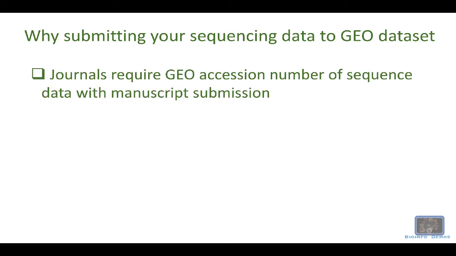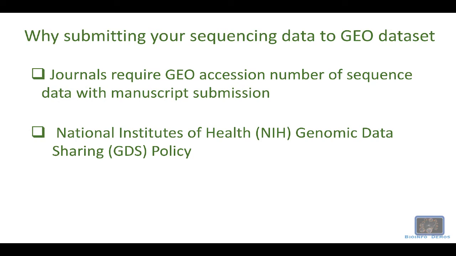Well, journals require GEO accession numbers of sequencing data with your manuscript submission, and this may be because editors and reviewers may need to access your data during the reviewing process. There is also a National Institute of Health Genomic Data Sharing policy in place for those who generate data using NIH funding. And it is because it is the right thing to do. Making your data available allows other researchers to reuse your data and make new discoveries.